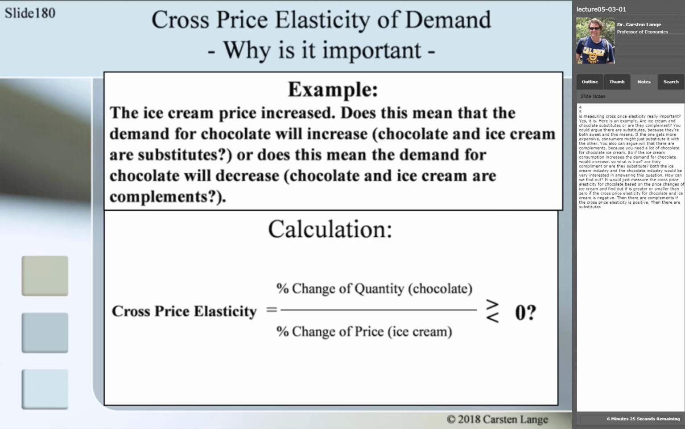So what is true? Are they complements or are they substitutes? Both the ice cream industry and the chocolate industry would be very interested in answering this question. How can we find out? We would just measure the cross-price elasticity for chocolate based on the price changes of ice cream and find out if it is greater or smaller than zero. If the cross-price elasticity for chocolate and ice cream is negative, then they are complements. If the cross-price elasticity is positive, then they are substitutes.